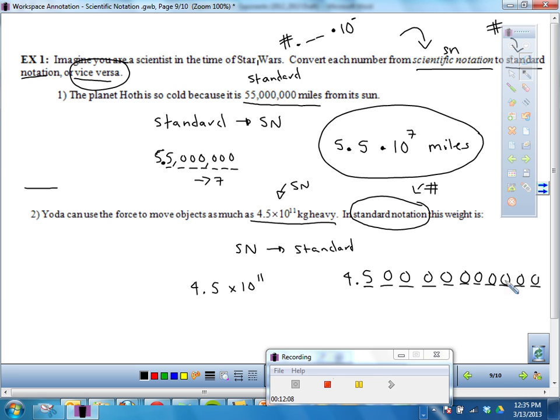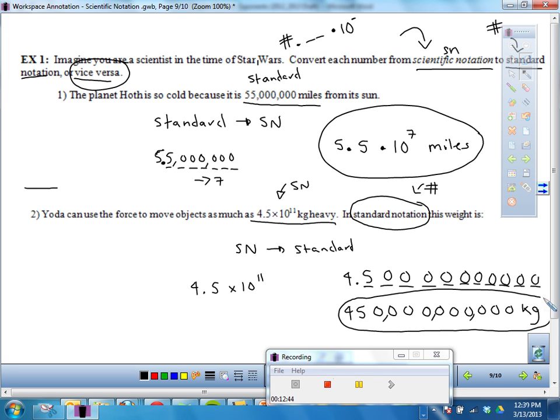Remember, we don't want to leave it sloppy like this with lines underneath and a decimal point. So I'm going to rewrite it. 4, 5, and then 10 zeros. This is a big number, so we need to add our commas. So start on the right-hand side and put commas every 3 numbers. And lastly, we need to include our units, kilograms, so kg. So here is 4.5 times 10 to the 11th in standard notation.